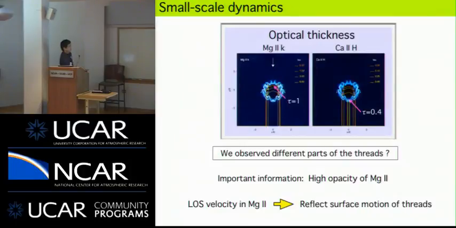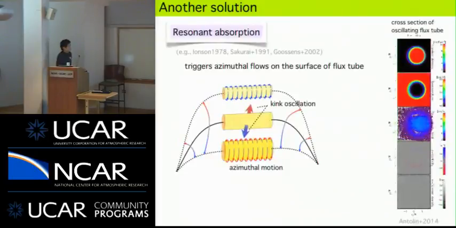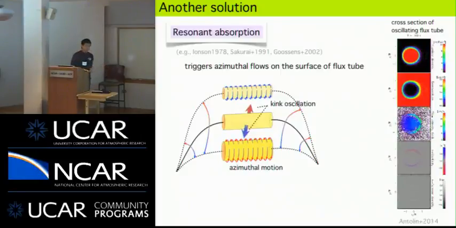This is the simulation data. The right one is the calcium. Calcium is optically thin, so we can see the motion of the entire body. But in magnesium line, we can see only the surface part of the flux tube. This is a cross section of the flux tube. So that velocity is the motion of the surface. So with this information and observational facts, the resonant absorption emerges as a possible solution to explain the observational facts.